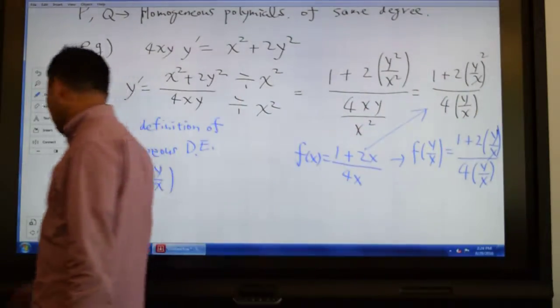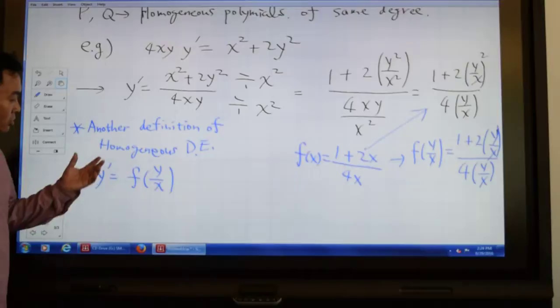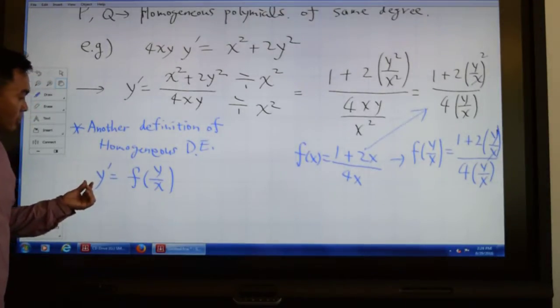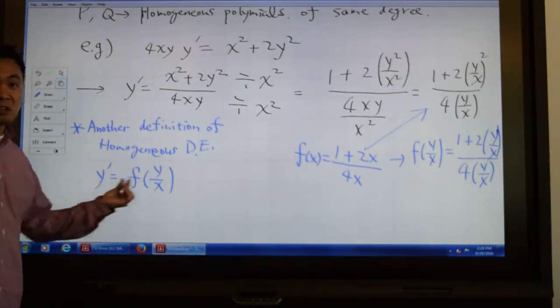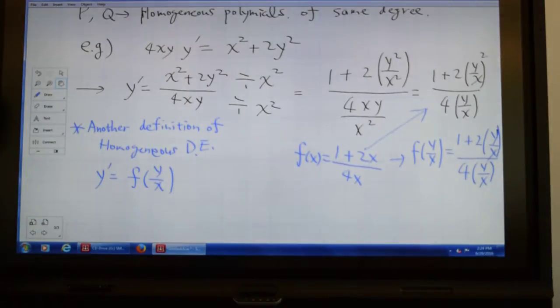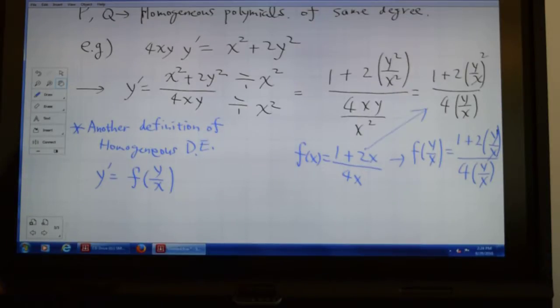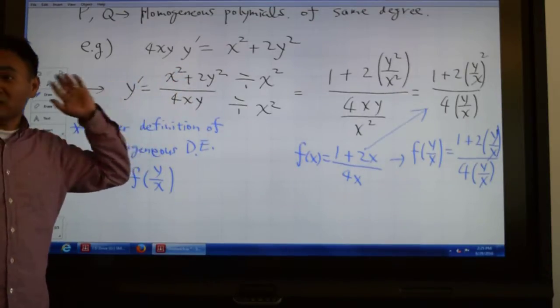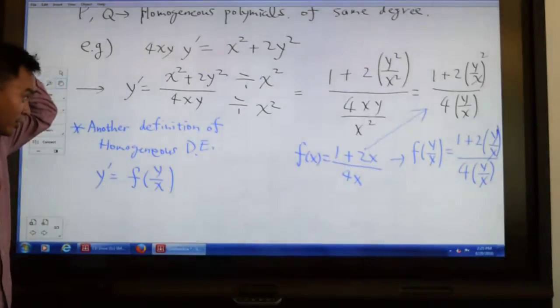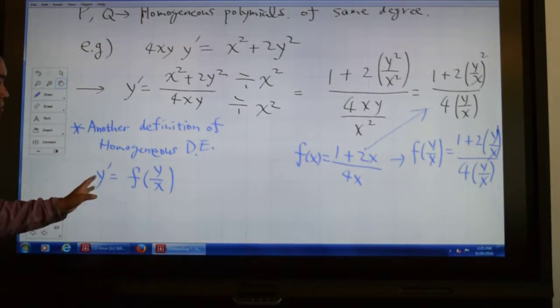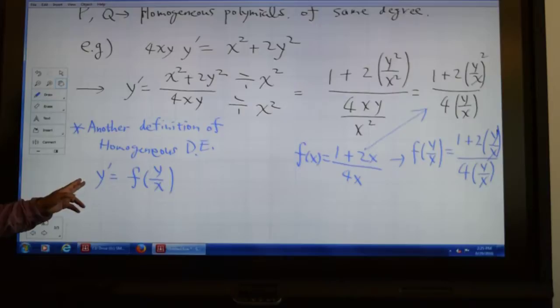I did this so that I can convince you of this second definition of a homogeneous differential equation. Homogeneous differential equations are differential equations which can be written in this form. Yes? So why did you divide by x squared? The reason for dividing by x squared will be discussed later. For now, I divided it so that I can sell this second definition, that this is equivalent.